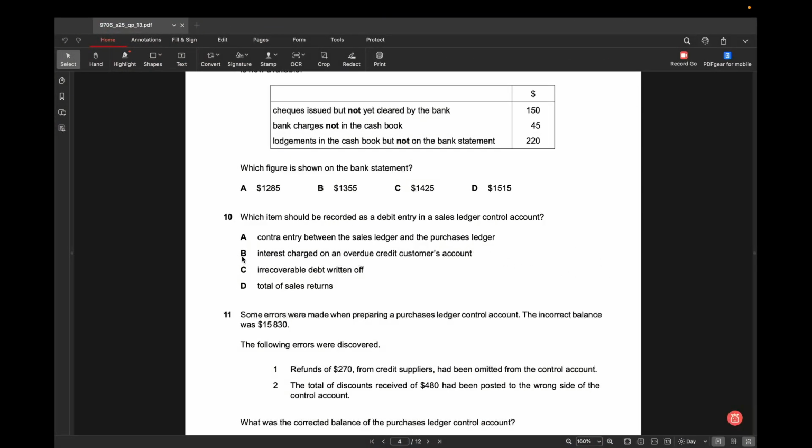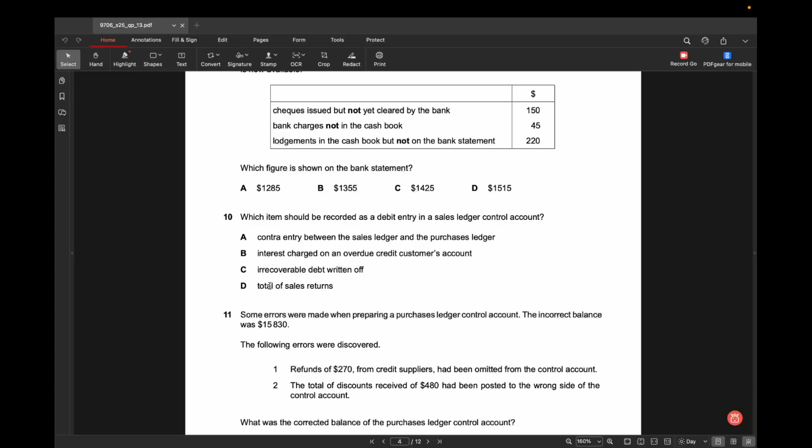Okay. B, interest charge on the overdue credit customers. So there is a customer but he did not pay on time, so we are charging interest. Now he or she is liable to pay more. So this entry will go on the debit side of the sales ledger control account. Okay, we sell goods which will come on the debit side, and that amount is due, and if he did not pay on time, then we need to charge him some interest. Okay, and that will also be debited in the sales ledger control account. So this is the correct answer.